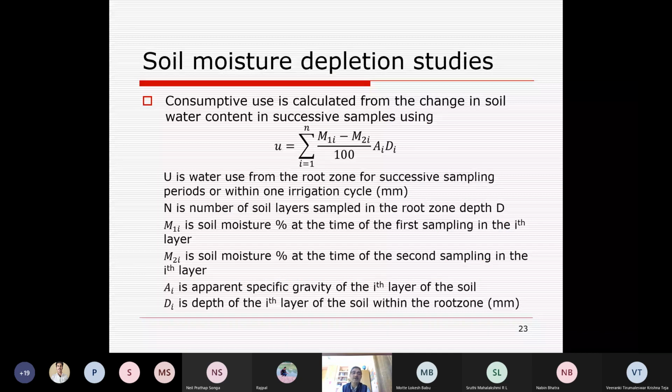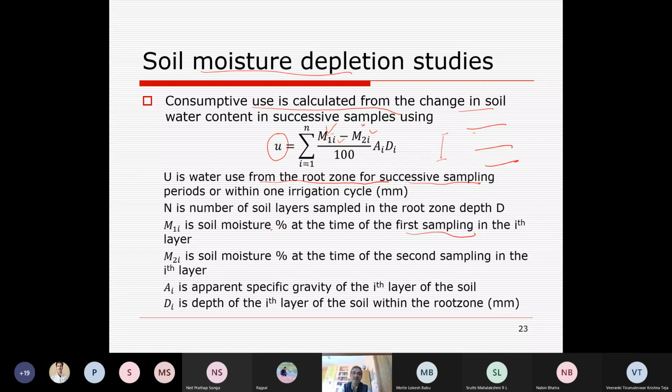So in soil moisture depletion study, consumptive use is calculated from the change in soil water content by successive number of samplings. So this is simply U, water use from the root zone for successive sampling. M is basically moisture content in percentage at the time of first sampling, just one, in the ith layer, so it is from 1 to n layer, and this is the second sampling. So in between these two sampling times, maybe every week, 10 days, 5 days, whatever we are deciding, we are simply trying to find out how much moisture it has lost.